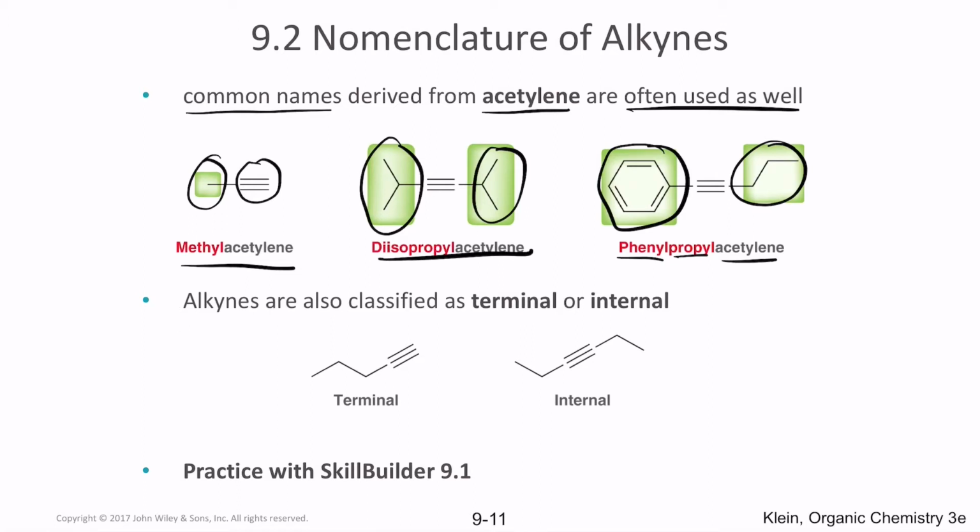Now alkynes can also be classified as terminal or internal alkynes. Terminal alkynes are the ones where the triple bond is on the edge of the carbon chain. Internal alkynes are the ones where the triple bond is inside the structure.